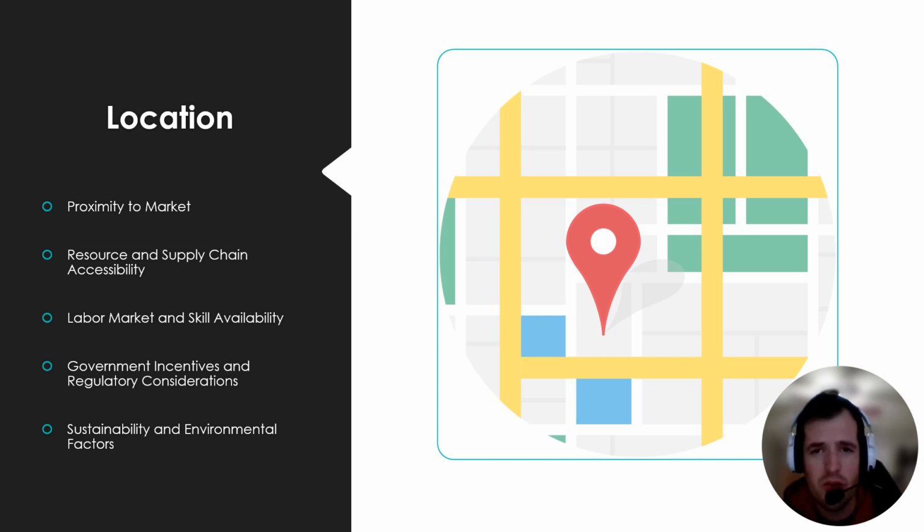The fifth factor is sustainability and environmental factors. Tesla's gigafactories are in locations that align with its mission of sustainability. The gigafactories are designed to incorporate solar panels, energy storage, and other renewable energy solutions to reduce carbon emissions and energy costs.